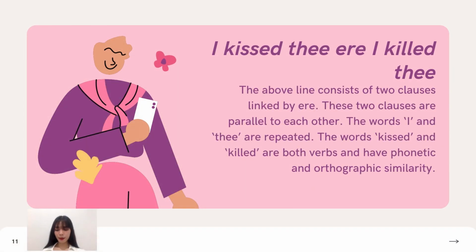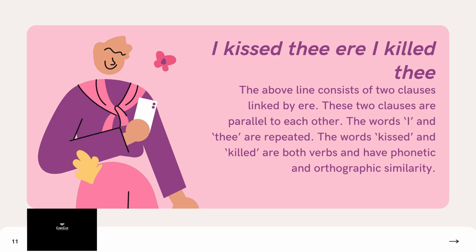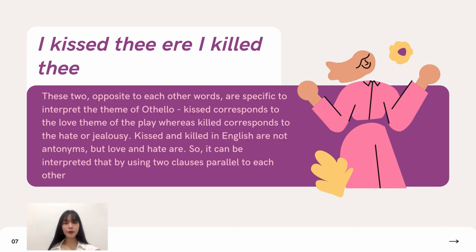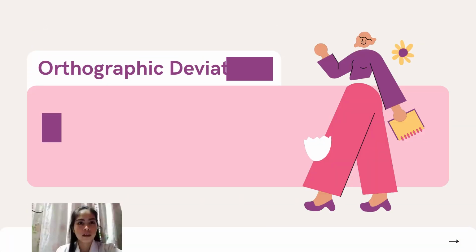See in the slide the example: I kiss the ear, I kill thee. The above line consists of two clauses linked by the ear. These two clauses are parallel to each other. The words I and thee are repeated, and the words kiss and kill are both verbs and have phonetic or typographic similarity. You can see in the example they have the same structure; they are comparable and balanced.